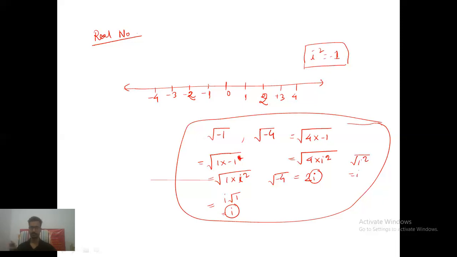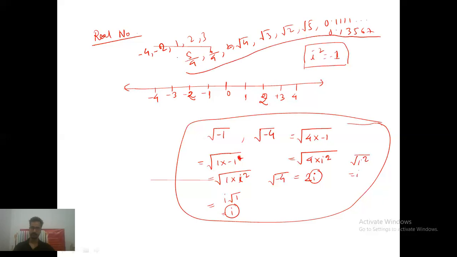So real numbers include all the integers, minus 4, minus 2, whether negative or positive, 1, 2, 3, all the rational numbers, 5 by 4, 6 by 4, 1, root over 4. All the irrational numbers also, root over 3, root over 2, root over 5, 0.1111, 0.135667. That means the numbers that we can plot in a number line are called real numbers.